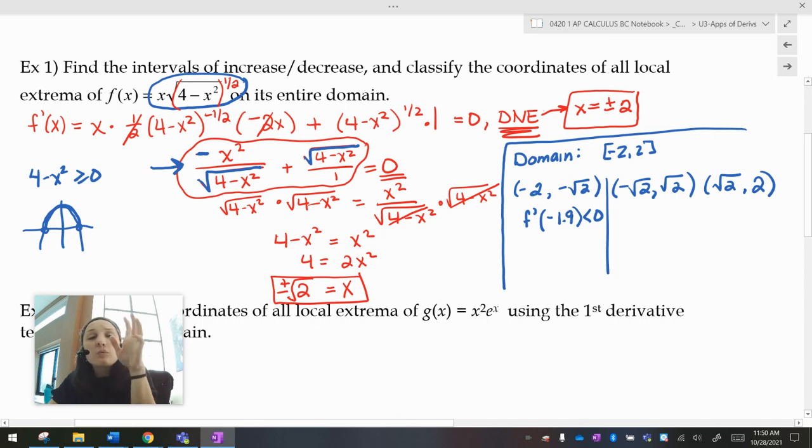All right. I don't want to spend time in this video explaining all the nuances of that numerical thinking. So if you need help with that, come and see me. I'm happy to talk it through, but I don't want to do that in the video. So f prime is less than 0 there, which means f is decreasing.